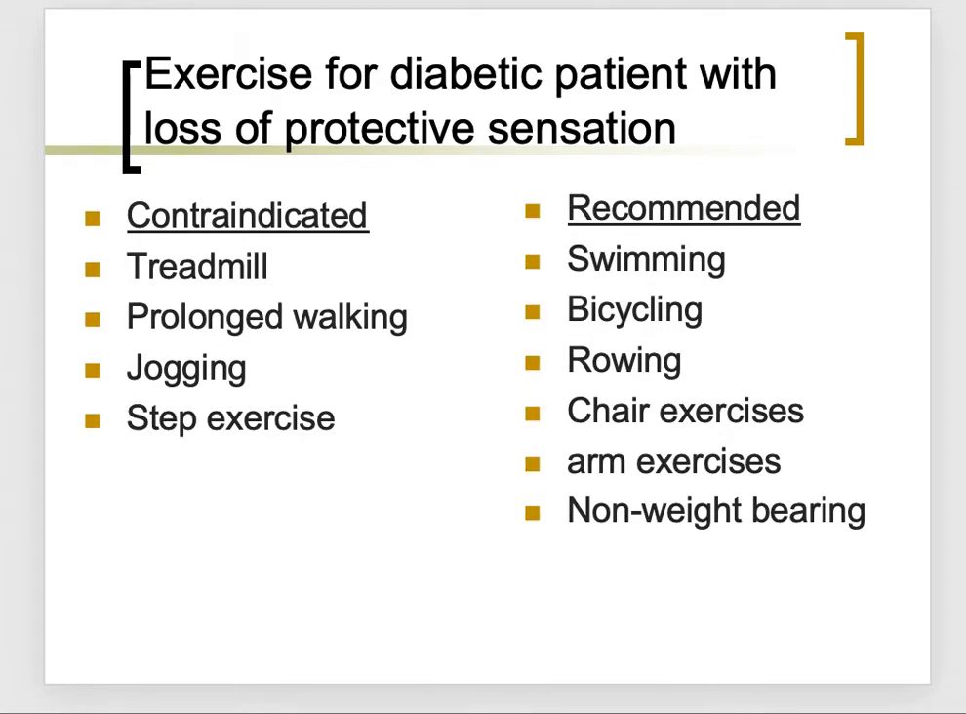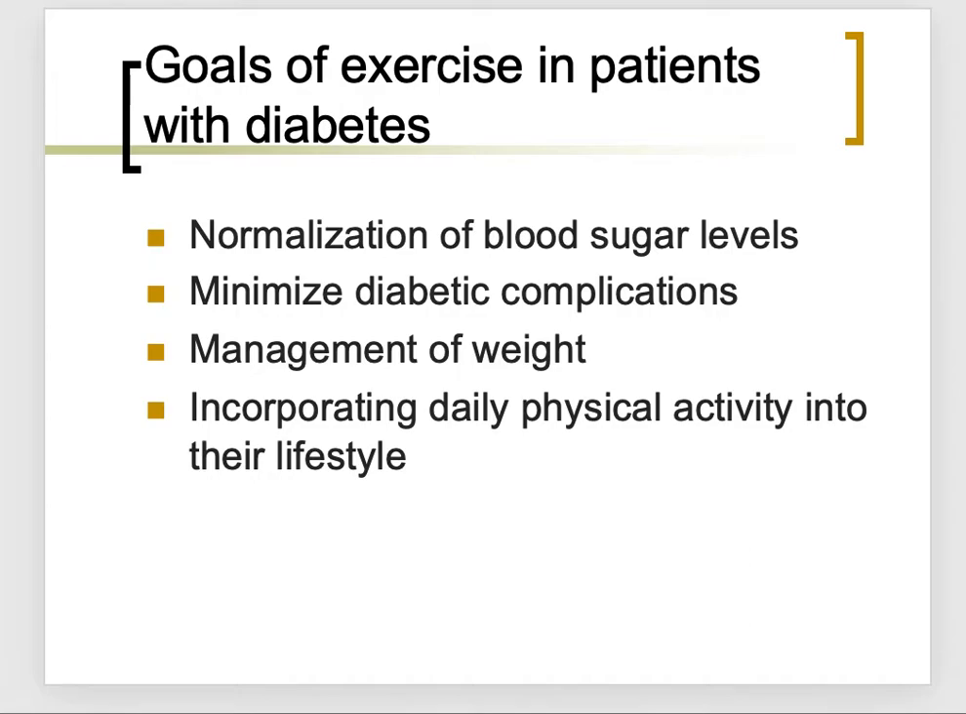So exercise for the diabetic patient who's lost protective sensation, you may want to avoid, contraindicated, treadmill, prolonged walking, jogging, or stepping exercises. Why? Because they've got a lot of neuropathy. Maybe swimming, bike, rowing, chair exercises, arms, things that are non-weight bearing. That makes sense.